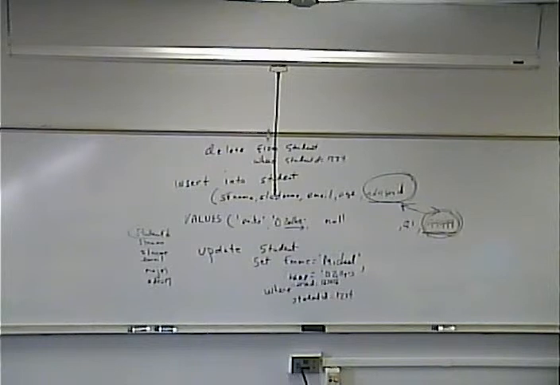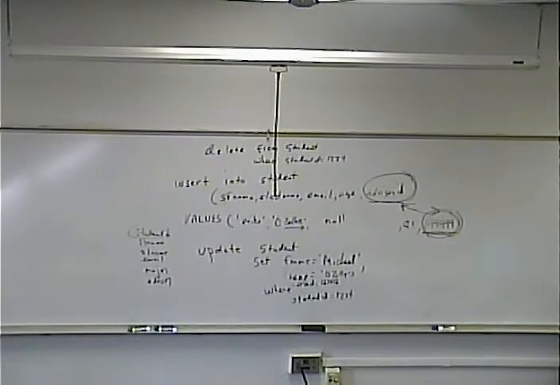Delete from student, where, and then you have a where clause. Again, if you don't have a where clause, it will try to delete everything. Notice I said try. What would keep it from deleting everything? A pop-up that says, are you sure? Well, not software-wise, but from a database perspective. What database limitation would keep this from deleting everything?